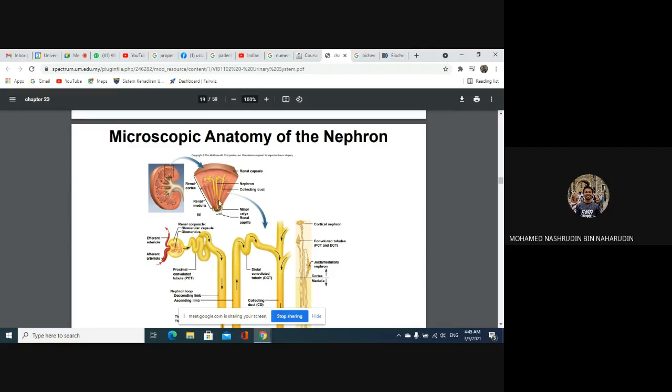So filtration happens in 2 parts: the part in the glomerulus and also within the loops. It will happen here and also here. The first stage of filtration will happen here, and then the secondary stage, reabsorption, will happen in here. And then all the waste will be collected in here before it gets excreted from our body.